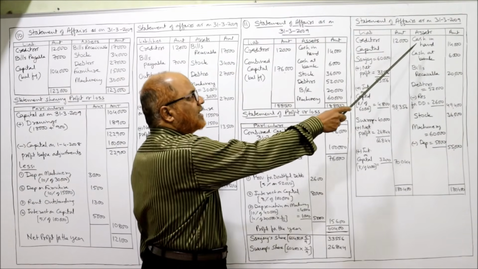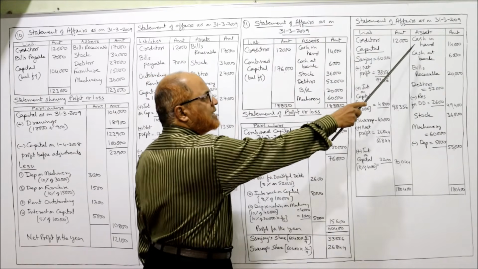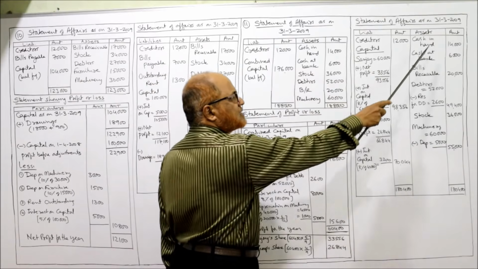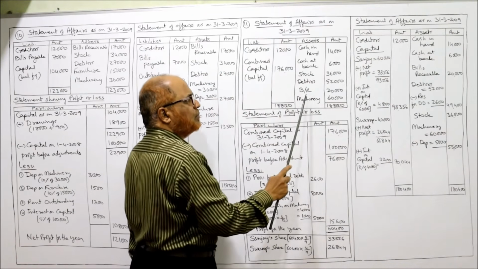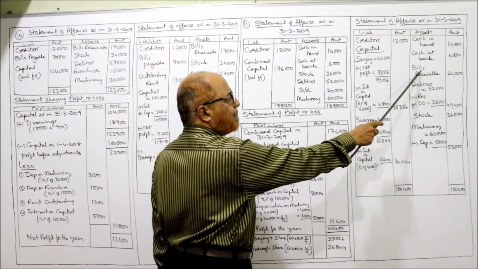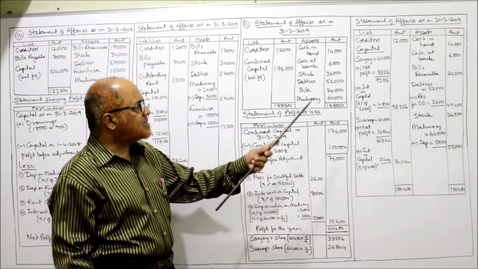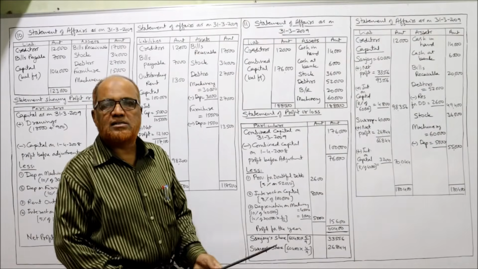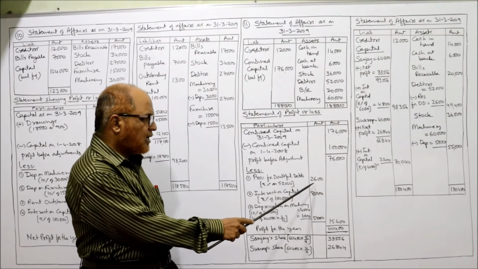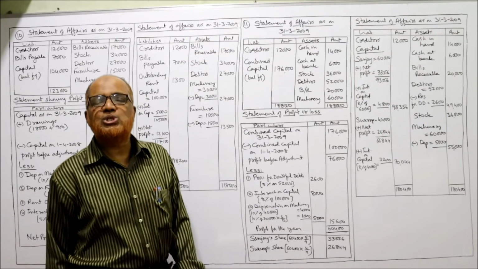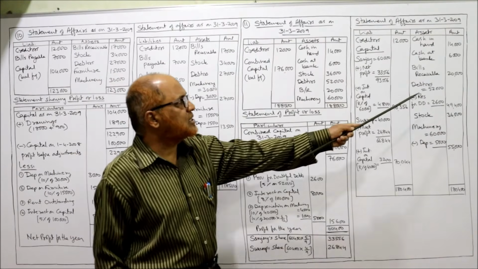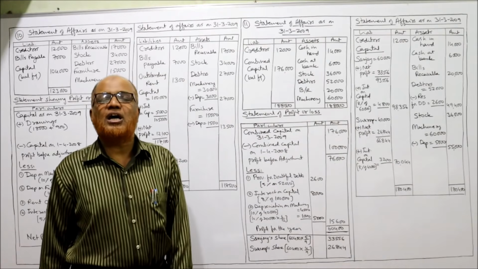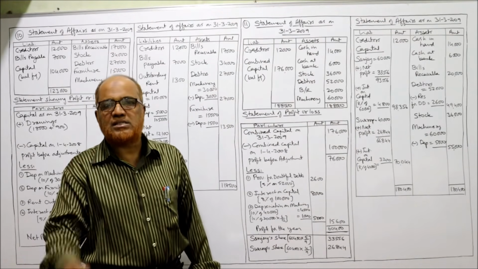Now first of all, asset side. Cash in hand, cash at bank, same, no adjustment. 14,000 cash in hand, 6,000 cash at bank, same. Then bills receivable, no change, 20,000. Debtors. Debtors was 52,000. Now there is a provision for doubtful debts. How much is the provision for doubtful debts on debtors? We have made 2,600. So deduct 2,600. 52,000 minus 2,600, 49,400 are the debtors.